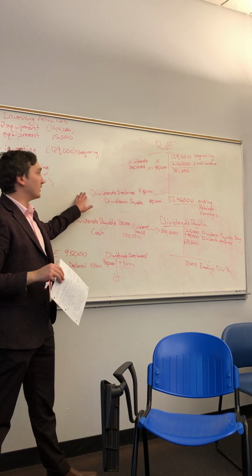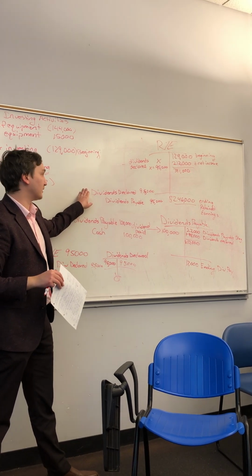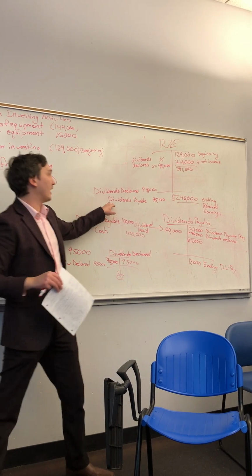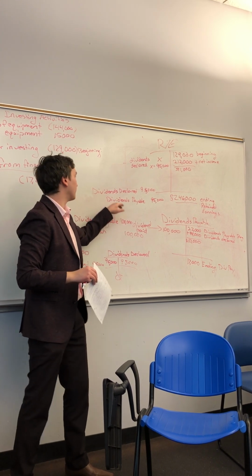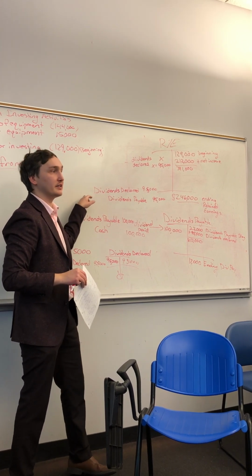So any amount that we declare is automatically going to be dividends declared. If you don't pay it, then typically it's going to go to dividends payable. This is almost the entry every time that you see dividends being declared.